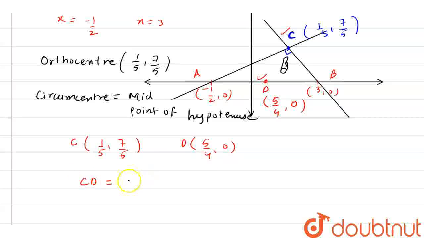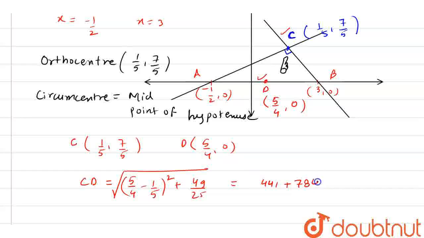Now if I apply the formula here, we have 5 by 4 minus 1 by 5 whole square, and we have 0 minus 7 by 5, that is 49 by 25, and its under root. Now if you solve it, you will get 441 plus 784 divided by 20, and there is under root. So this will become 35 by 20, and your final answer will be 7 by 4. 7 by 4, and this is my final answer.